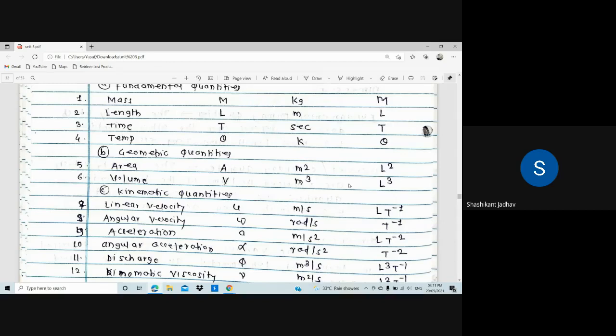Symbol is A. Unit is meter square and dimension is L square. Then write down for the volume. Symbol is V. Unit is meter cube and dimension is L cube.